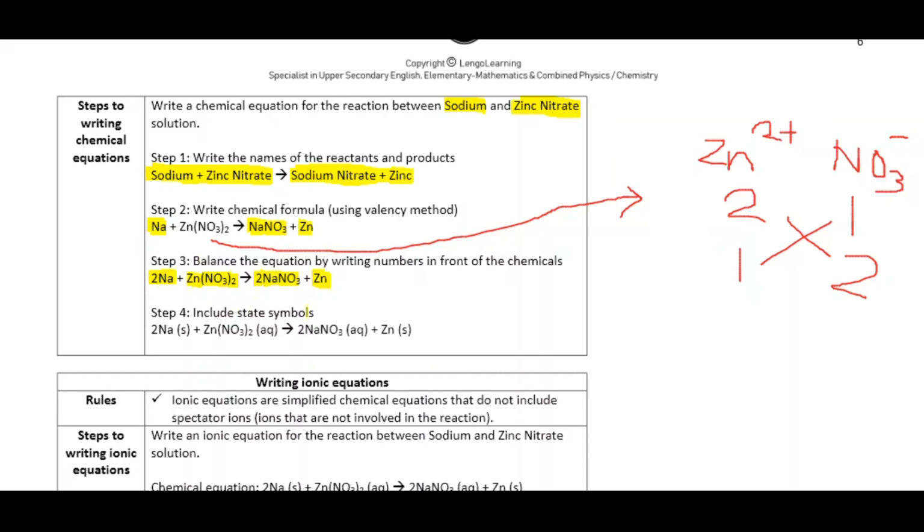Last but not least, include the state symbols. Sodium metal is usually solid. Zinc nitrate can actually dissolve in water, so it will be aqueous. Sodium nitrate will also be soluble in water, and zinc metal is a solid. Metals are usually solids. And then we have completed the chemical equation.